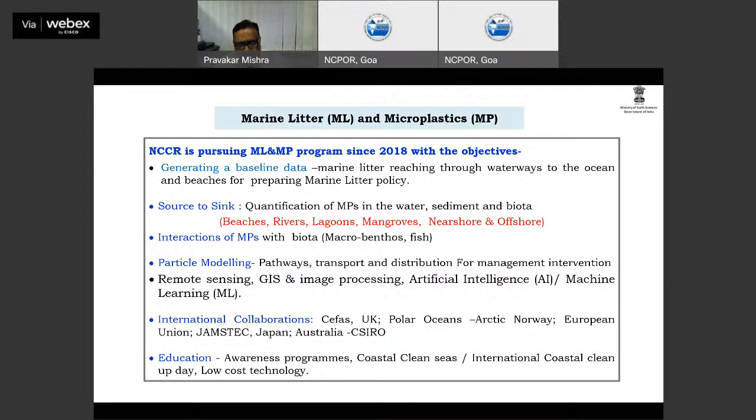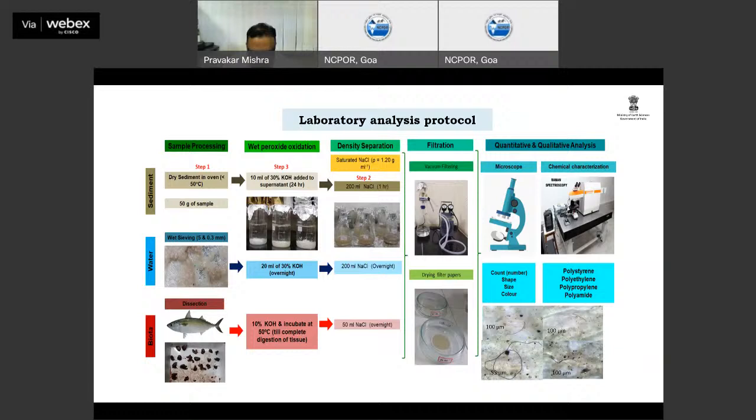And these collaborations were to standardize the methodology, to concentrate on a particular area of research, and to develop the tools and techniques for different types of measurements, as well as how best we can quantify our microplastic and marine litter data. It was also realized, no doubt, that in all these programs there is a lack of awareness among the public, among the fishermen communities, among the different coastal stakeholders, for which a number of awareness programs, coastal cleaning campaigns were conducted, and also an attempt was made to start some low-cost technology to control the marine litter and to find a novel approach.